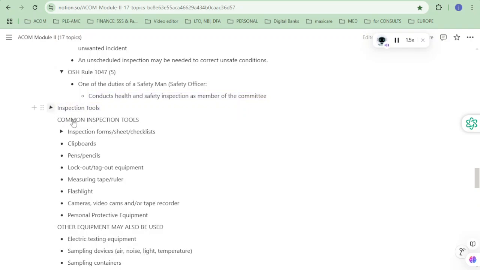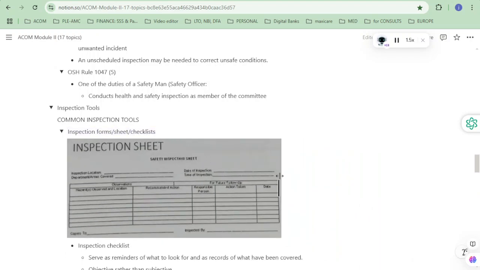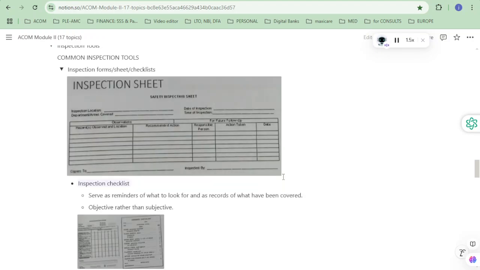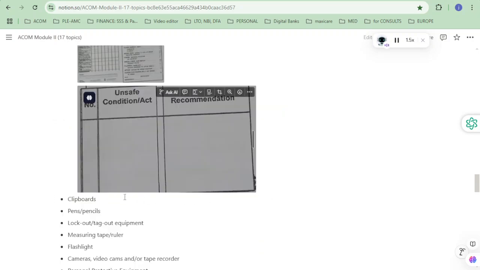Inspection tools. Common inspection tools: inspection forms, sheets and checklists. Inspection checklists serve as reminders of what to look for and as records of what has been covered. They should be objective rather than subjective. Other tools: clipboards, pen and pencils.